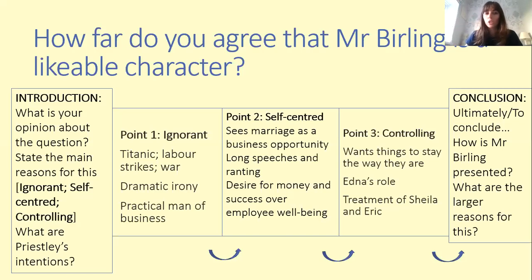As you come to your conclusion, you're essentially building your way up to the end there, and you're saying, ultimately, this is the case, or to conclude, in conclusion, overall, Mr. Birling is presented as this unlikable, unsavoury, and callous character. And the reasons for this are because of X, Y, Z, which could be the cause of this. Ultimately, what is Priestley's larger intentions here?